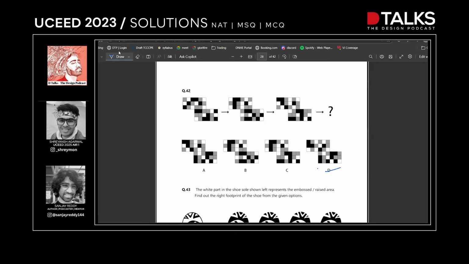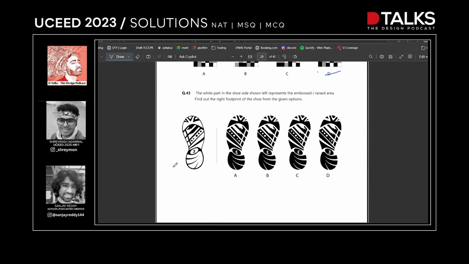43. Okay. The white part in the shoe sole shown left represents the embossed or the raised area. Find out the right footprint of the shoe for the given options. Footprint. That means it's gonna get flipped, right? Yep. That means you just have to find the mirror image.